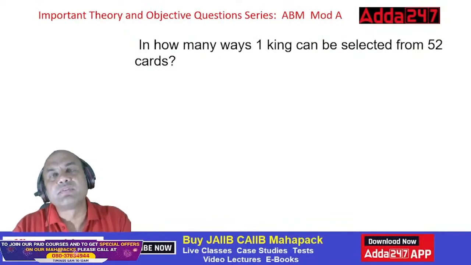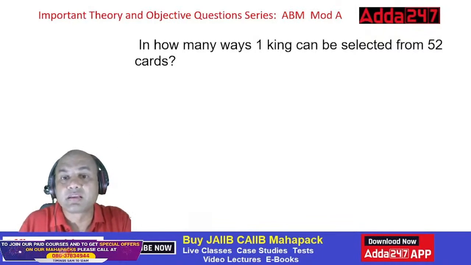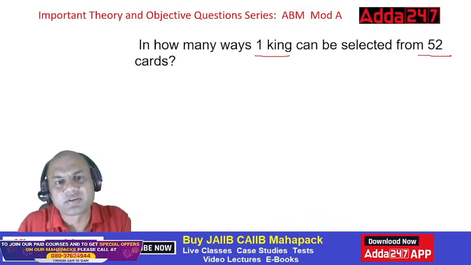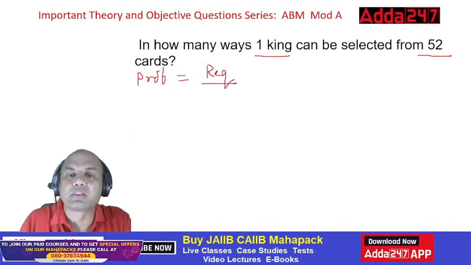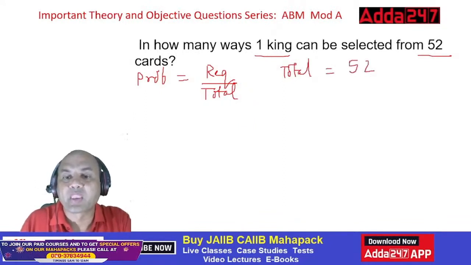In how many ways can one king be selected from 52 cards? Again, let's solve it. Probability means what? Give me the formula now. Everyone type fast. Let me keep it very simple. Required upon total, right? Okay. Now let's get it. What is the total over here? How many cards are there? 52. What is required? Required equals one king, right?